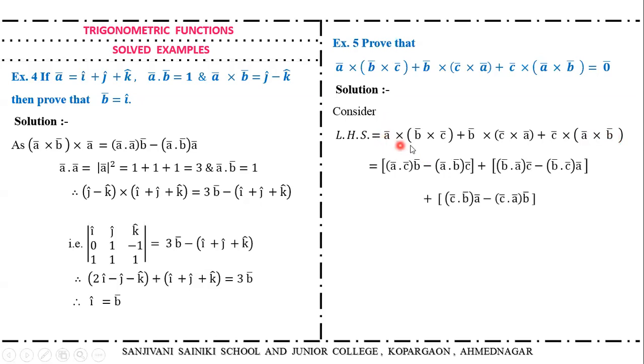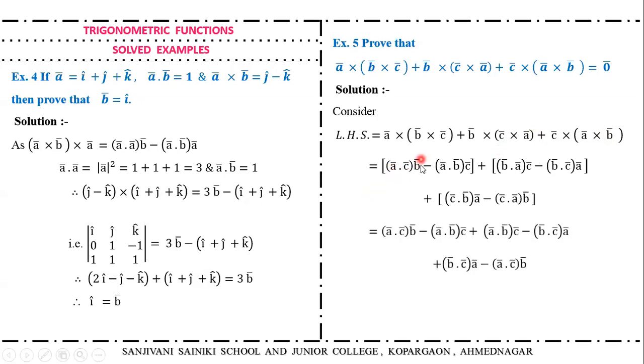So by using the definition of the vector triple product, this is defined as A bar dot C bar into B bar minus A bar dot B bar into C bar, plus B bar dot A bar into C bar minus B bar dot C bar into A bar, plus C bar dot B bar into A bar minus C bar dot A bar into B bar.